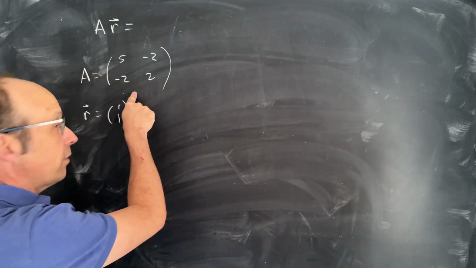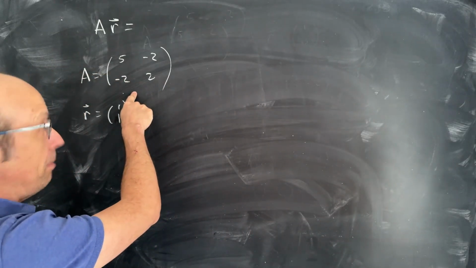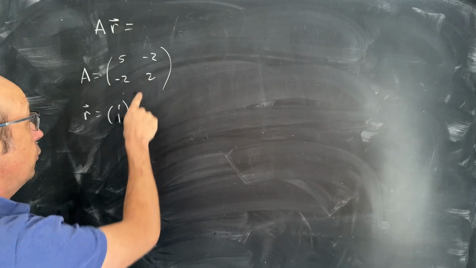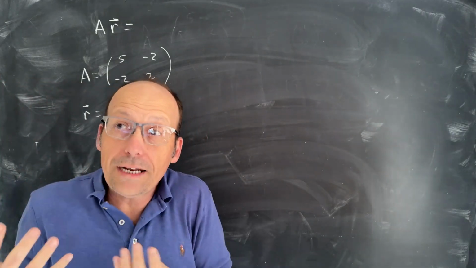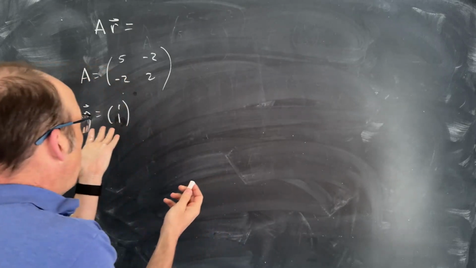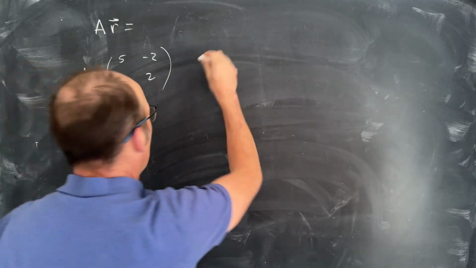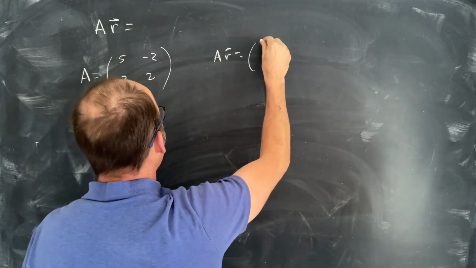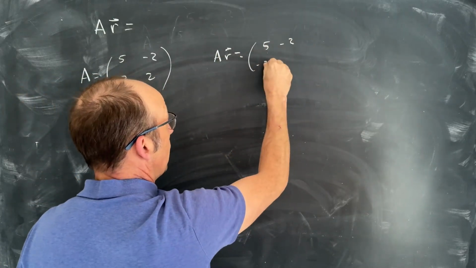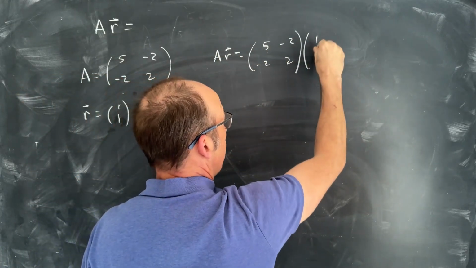So suppose I have the operator that looks like this matrix, 5, -2, -2, 2, and I want to operate it on this vector R1. What would that do? Well, we can do that operation. I can do AR, I'm just calling it R. AR is going to be this matrix, 5, -2, -2, 2, operated on the vector 1, 1.